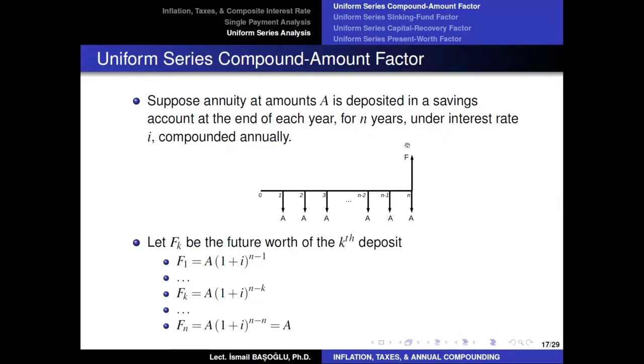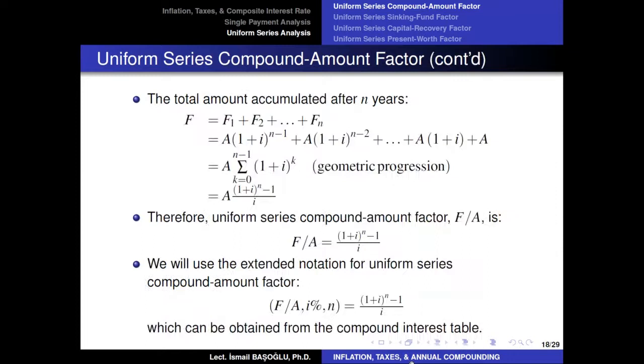Okay, now how can we calculate the future value? The future value can be calculated by summing the future worth of each installment up. So the future value of the uniform series is calculated by summing the future worth of each installment. And we have already formulated these future values in terms of the installment size A and the compound amount factors.